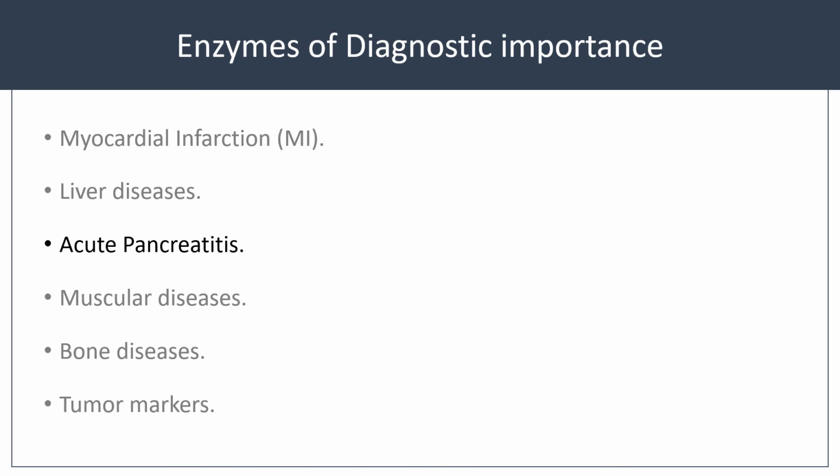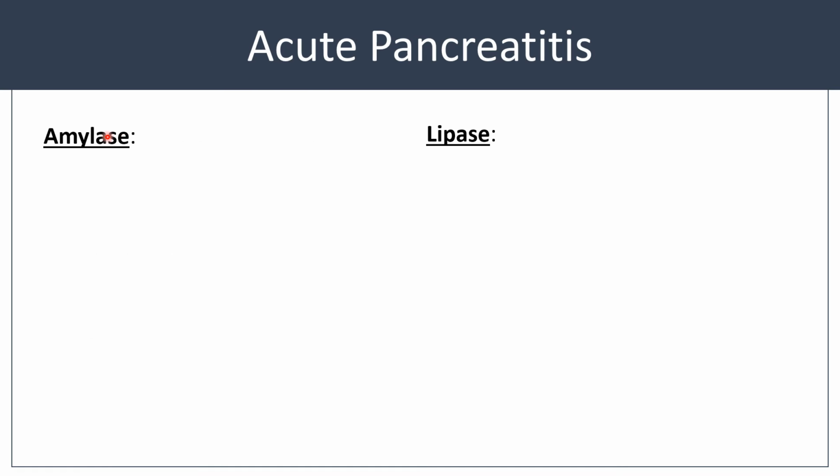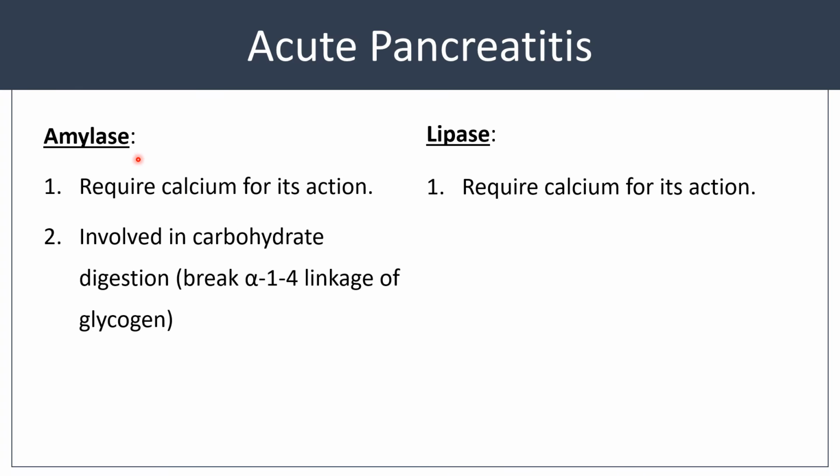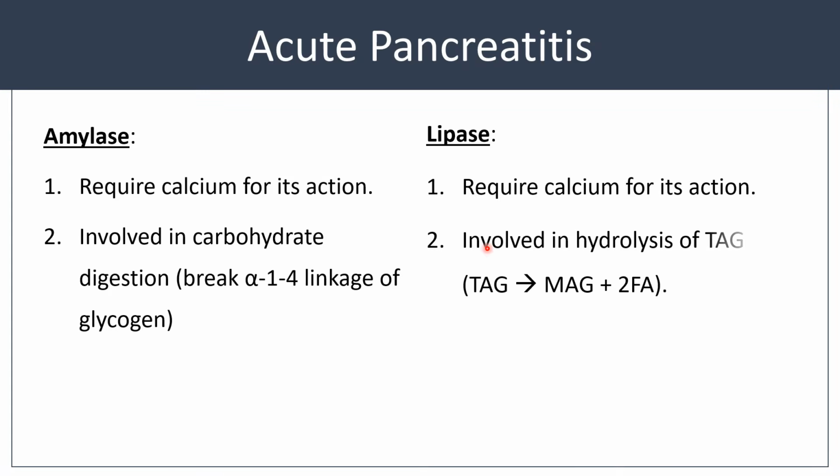Next, we'll see about enzymes involved in detecting pancreatic disease, that is, enzymes used to diagnose acute pancreatitis. Amylase and lipase. These two enzymes are elevated in acute pancreatitis. Both enzymes require calcium for their activity. Amylase is involved in carbohydrate digestion, and lipase is involved in lipid digestion.